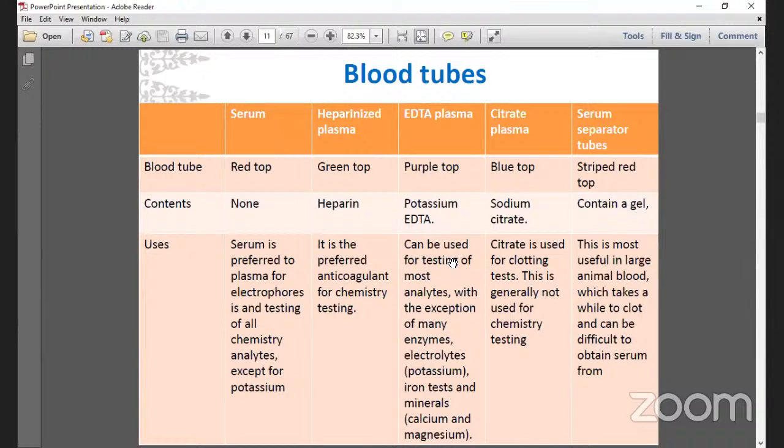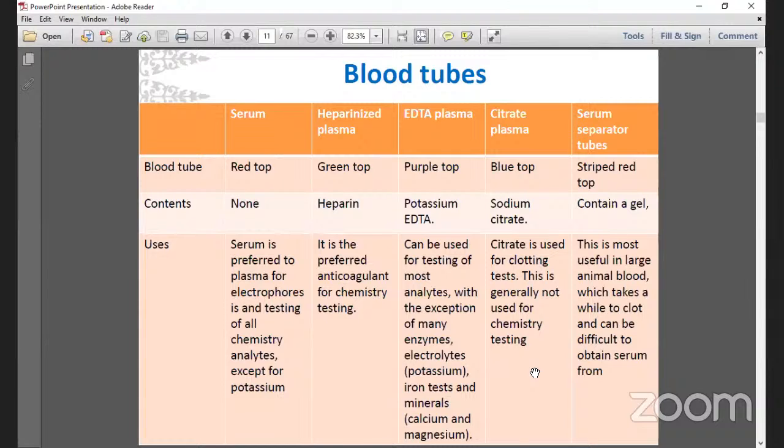And then for the EDTA plasma, it can be used for testing of most analytes, with the exception of any enzyme and also electrolytes like potassium, iron salts, and minerals like calcium and magnesium. As we know, EDTA will chelate the calcium, so there will be some impact on the calcium reading. And then the citrate plasma, we use mostly for the clotting process. So generally it's not used for chemistry testing.